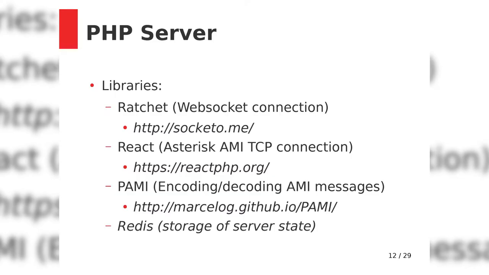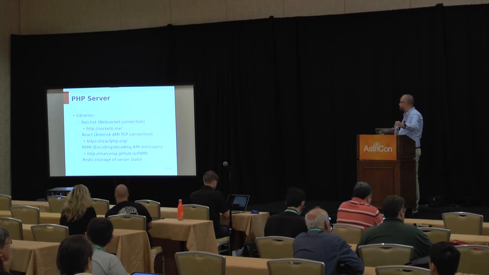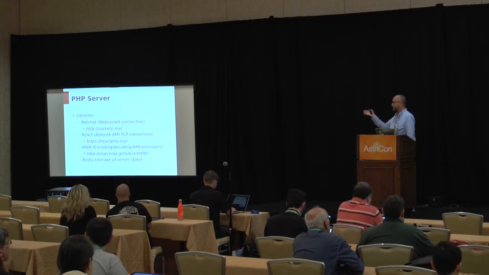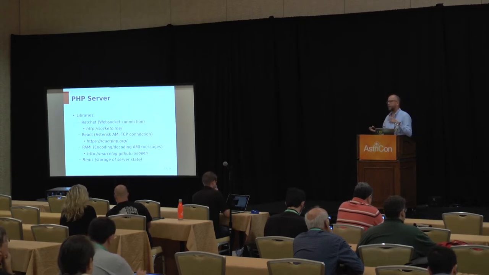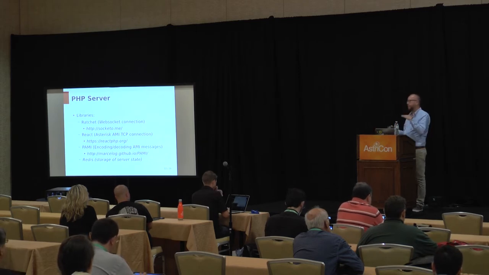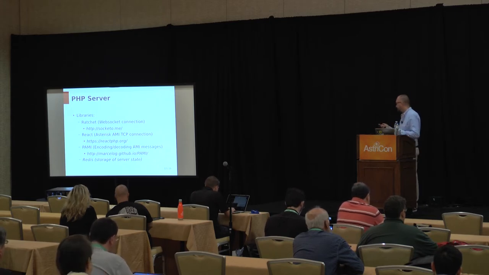Okay, so the PHP server is using mainly three libraries. It's using ReactPHP for the manager interface connection, for the asynchronous I/O. Then there's a library called Ratchet that does the WebSocket connection. Ratchet is built on top of a lot of the parts of ReactPHP. And then there's PAMI, which does the encoding of the actions and the events from Asterisk, the text, and makes it into PHP objects. And then Redis we use to store the states.